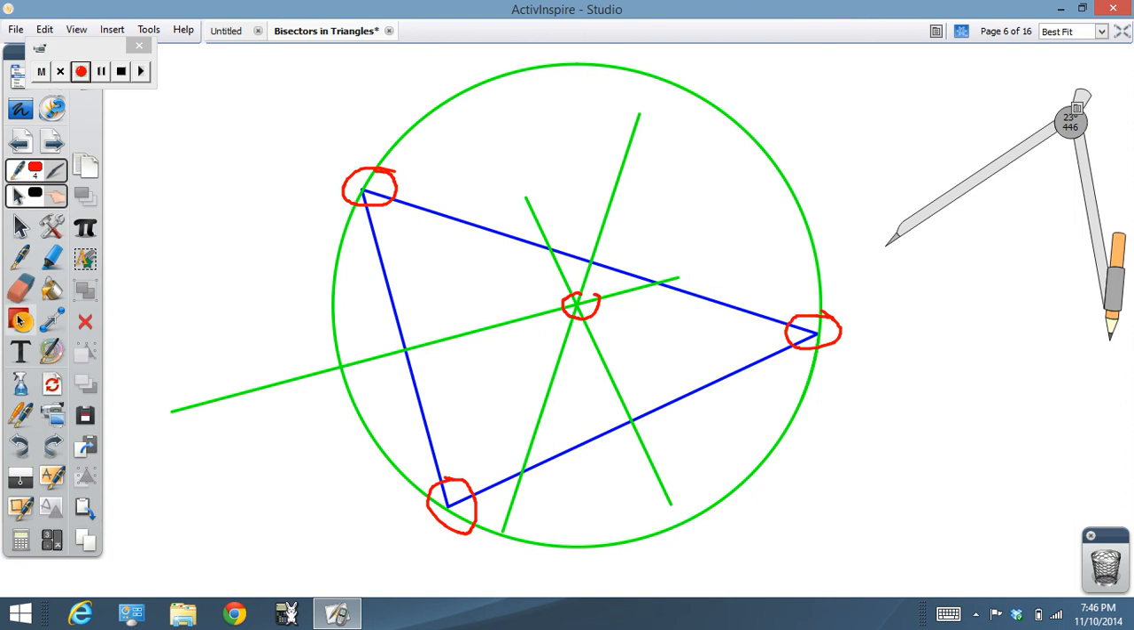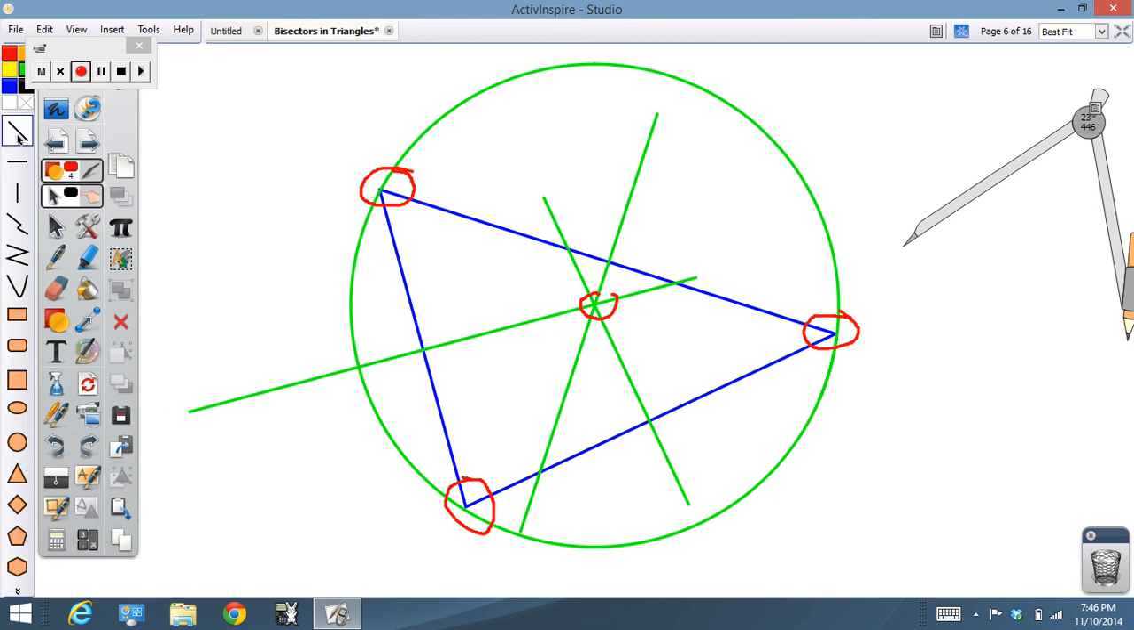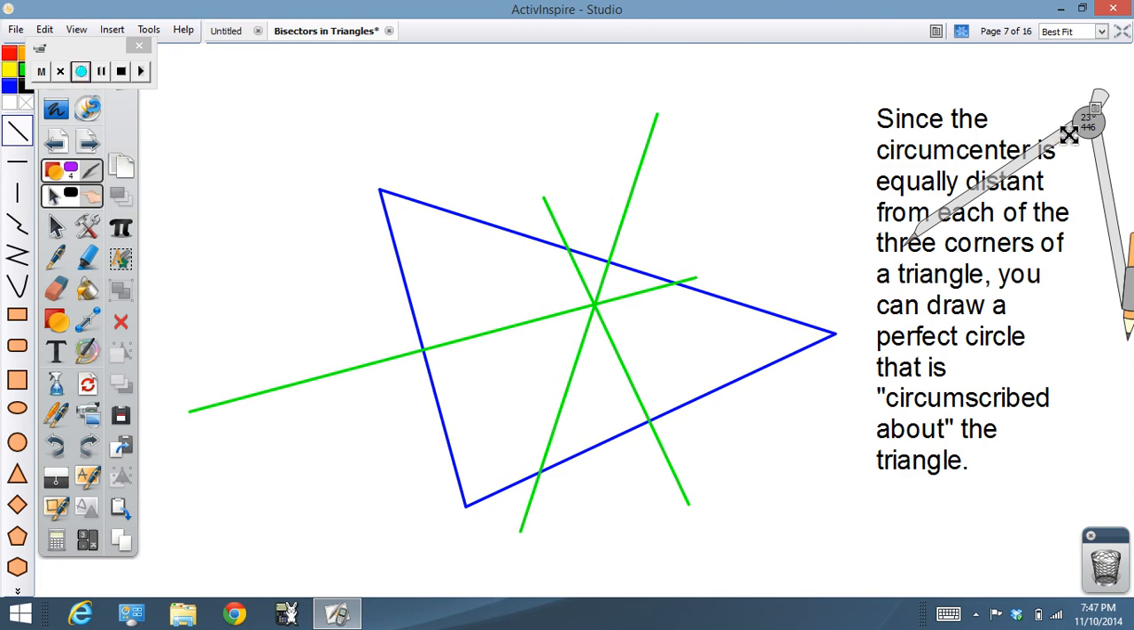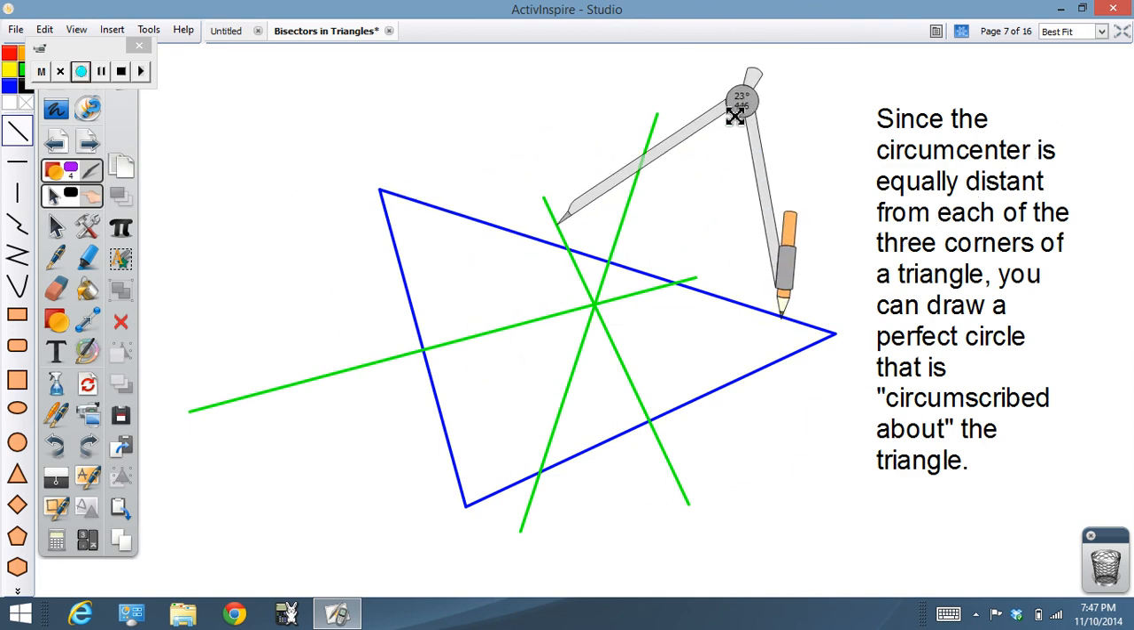Okay, let me make straight lines. So the distance in purple from the circumcenter to the corner is the same as that distance. The circle shows us that we're equidistant from each of the vertices of the triangle when we make a circumcenter. So the circumcenter is equally distant from each of the three corners.